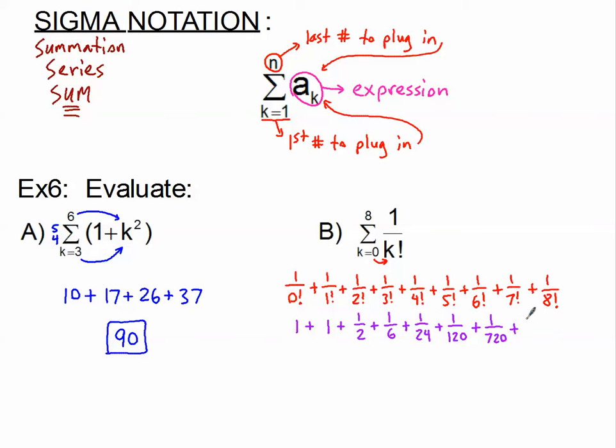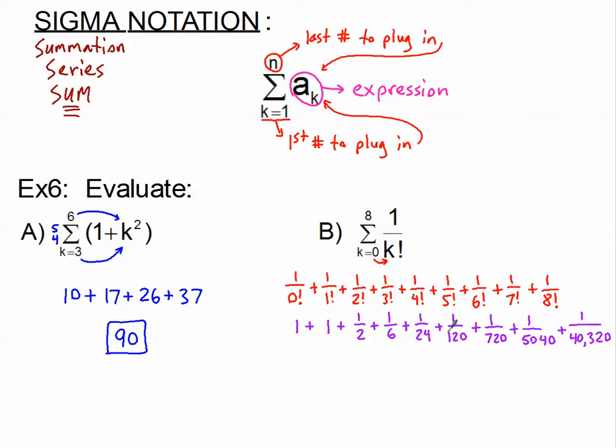6 factorial. 7 factorial would be 720 times 7, which is 5040. And 8 factorial, our last one, would be 5040 times 8, which would be 40,320. Okay, so now we add all of these fractions together. I would probably do it on my calculator.